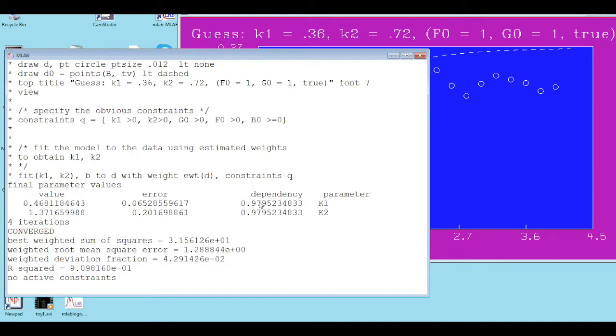These numbers have to be 0.999 for you to be concerned about them as having dependent parameters. And K2 is estimated to be 1.3716 something, again with a reasonably good standard error, 0.02. It took 4 iterations, whatever that means. And the measure of the quality of fit, the so-called weighted sum of squares, is 31.56 something. The e to the plus 1 means 10 to the 1. This is not the mathematical e, this is exponent e.